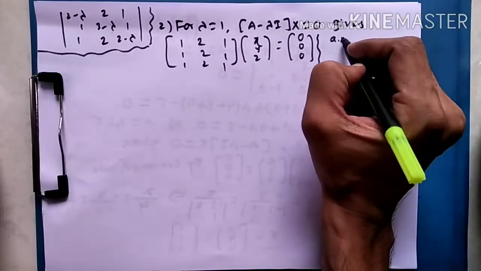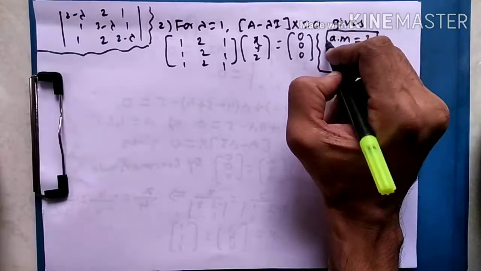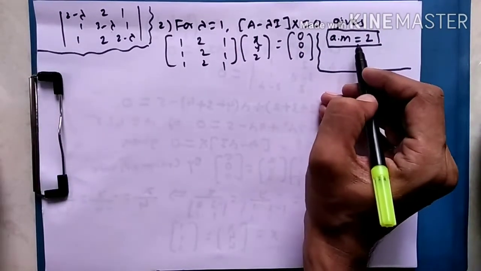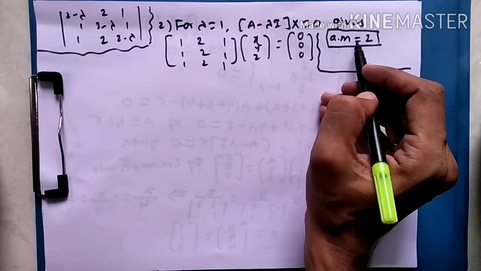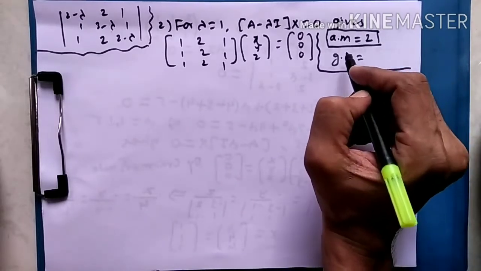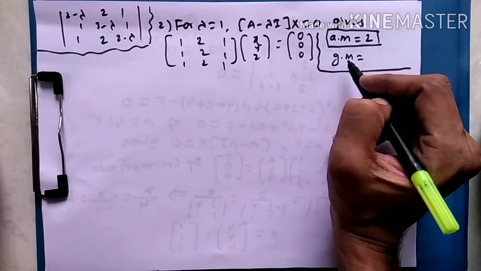Algebraic multiplicity is the number of times an eigenvalue is repeating. So you can observe that lambda equal to 1 is repeating 2 times, so its algebraic multiplicity is 2. What is geometric multiplicity? This is the number of linearly independent solutions which we will be getting here.